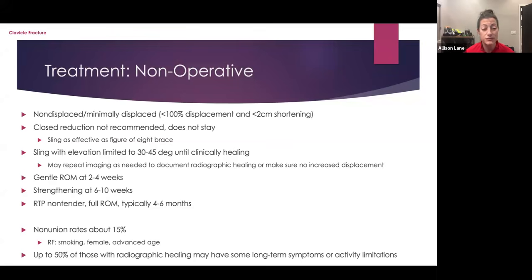There's still a non-union rate of about 15%, with risk factors being female, older, and smoking especially. But even so, up to 50% of people with radiographic healing may still have some long-term symptoms or limitations in their activity. So it's just something they may end up having to deal with, or consider surgical management.